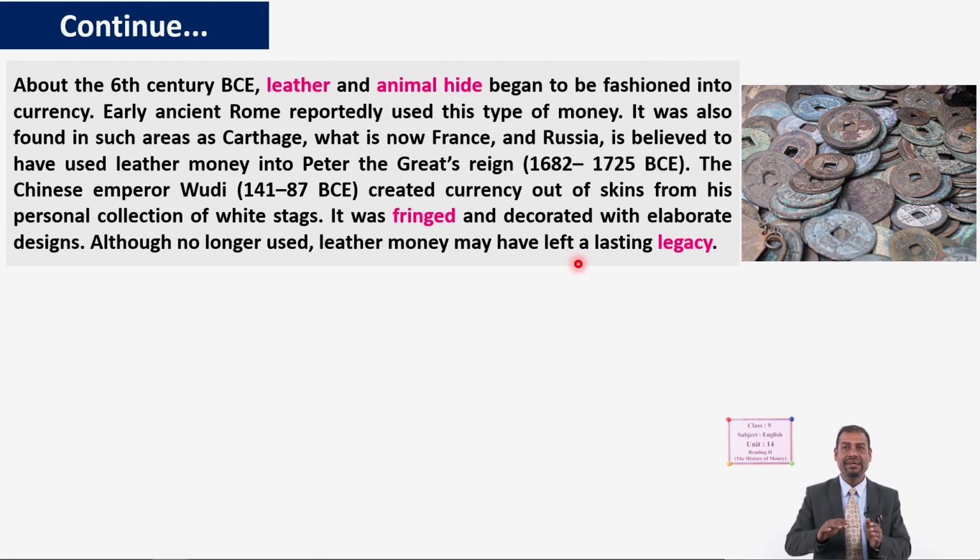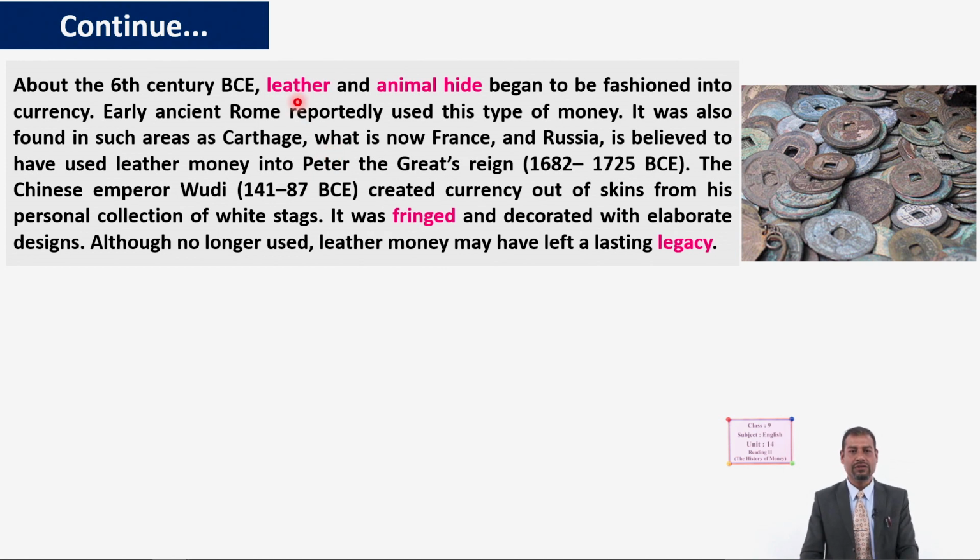So you can find another form of currency. What was used in this time? Can you tell me? About the 6th century. You are right. People used leather and animal skin, okay? Animal hide. So it's again interesting. Dear students, surely I will ask you questions, okay? Before that, let's be familiar with the unfamiliar words.